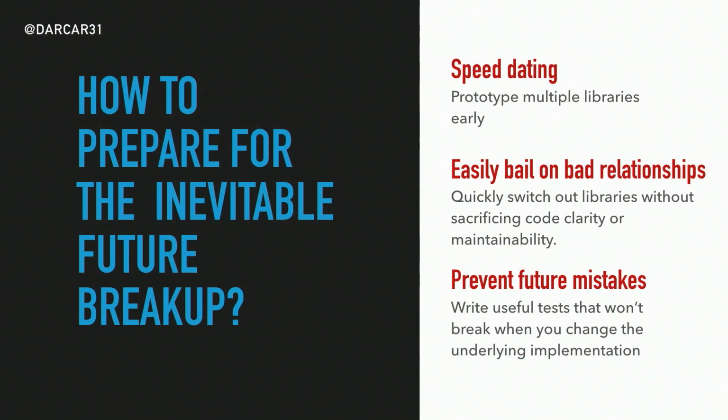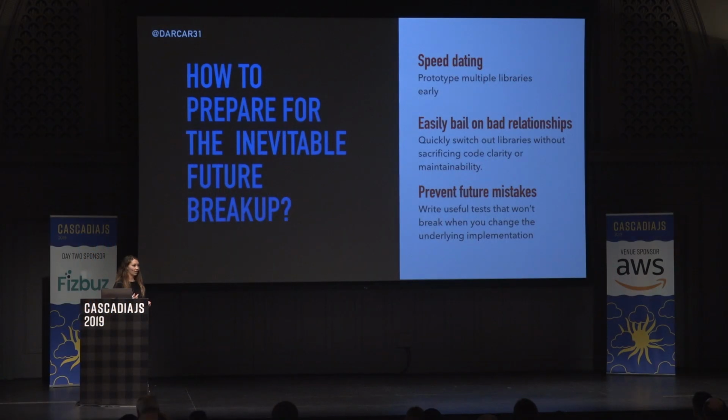So how can we better prepare for these inevitable future breakups? For me, I like to start out all new JavaScript library relationships with a concept that I call speed dating. This is where you prototype out multiple libraries early in order to make a more educated decision before entering into these relationships. But because breakups are pretty much inevitable, I also want to walk through a technique that allows us to easily bail on bad relationships, which to me means being able to quickly switch out libraries without sacrificing code clarity or maintainability. And lastly, I want to talk to you about testing and what it looks like to write useful tests that won't break when we change the underlying library implementation.